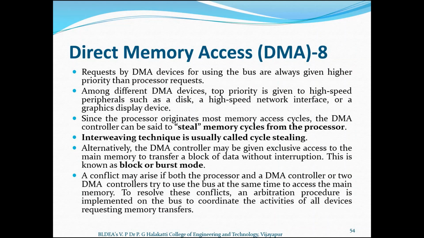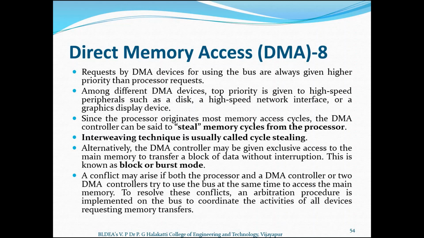Now, memory accesses by the processor and DMA controller are interleaved, and requests by DMA devices for using the bus are always given higher priority than processor requests. Among different DMA devices, top priority is given to high-speed peripherals such as a disk or a network interface.